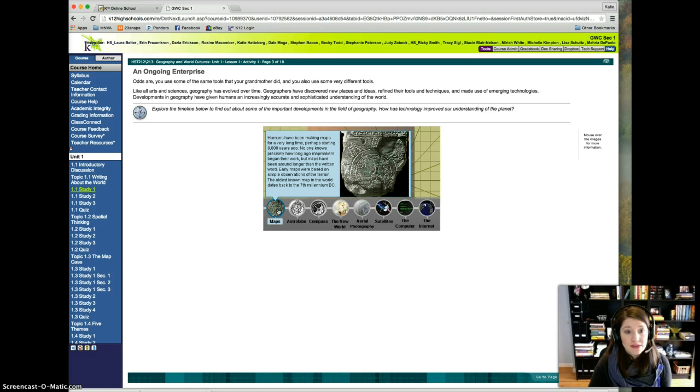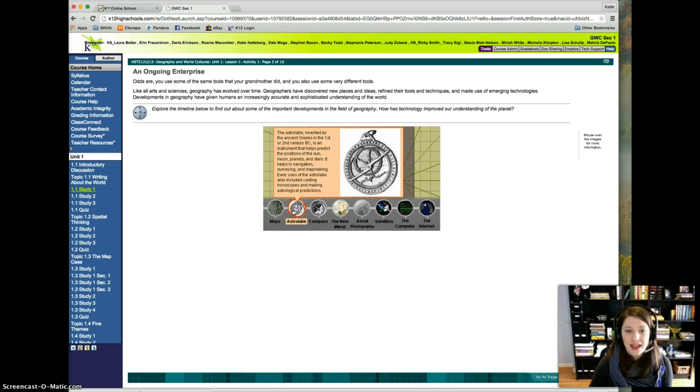Maps. Humans have been making maps for a very long time, perhaps starting 8,000 years ago. No one precisely knows how long ago mapmakers began their work, but maps have been around longer than the written word. Early maps were based on simple observations of the terrain. The oldest known map of the world dates back to the 7th millennium BC. That's pretty old.